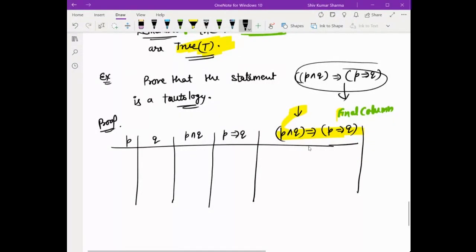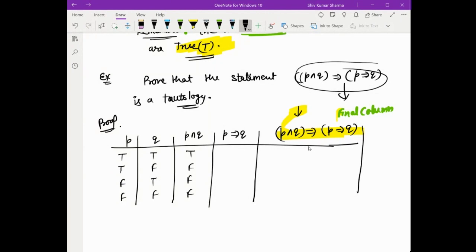So we construct the table. We have two statements P and Q. We take two truth values, true, true, false, and alternative true, false, and make AND, that is true only when both are true, otherwise false. And P conditional Q. What is the meaning of P conditional Q? That means the fourth connective, conditional.